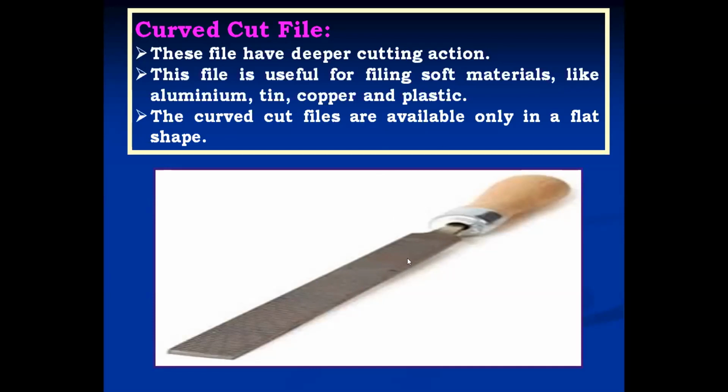Clear? The curved cut files are available only in a flat shape. See here, this file has a flat shape. It is always available in flat shape. Remember. So this is the curved cut file. These files have a deeper cutting action, and are used for filing soft materials like aluminum, tin, copper, and plastic.